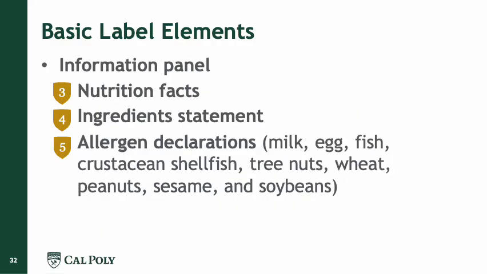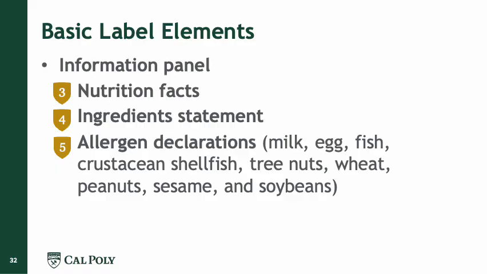Then we have the information panel. If we have a rectangular shaped package, that's the panel to the right of the PDP. But that depends on the type of package, right? So the information panel should contain the nutritional facts. And we're going to talk a lot more about nutrition facts. We're also going to have an assignment. The ingredient statement, which is the list of ingredients.